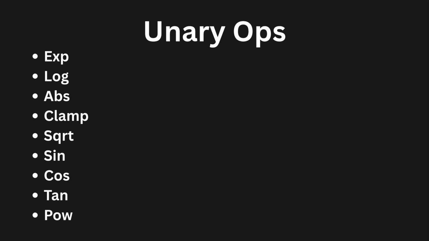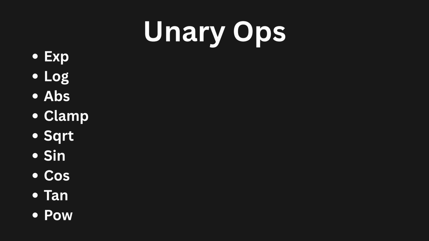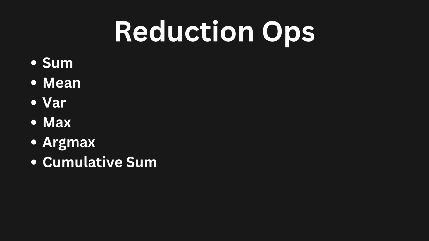We have unary operations, and these are element-wise operations. So you apply some operation to every single element in your matrix or tensor, whatever it may be. And so, here's the list. We can exponentiate, we can take the log, we can do the absolute value, we can clamp it, the square root, the sine, cosine, tangent, or the power. And looking at some of these operations, these don't look all that bad, right? We know what the derivative of all of these individual tiny operations are, so we can just implement them. That's what we'll be doing.